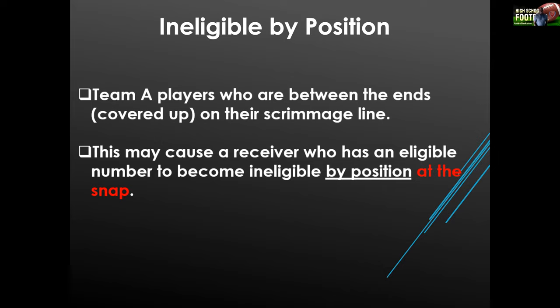So let's say I'm a tight end and I got a wide out and he's on the line too, and I'm covered up, that means I'm ineligible to go out for a pass. But let's say he takes a step back. That changes everything. Now I'm on the end of the line, and now I'm eligible to go out for a forward pass. Okay? But if I'm covered up, although I may have an eligible number, I'm still ineligible because of position.